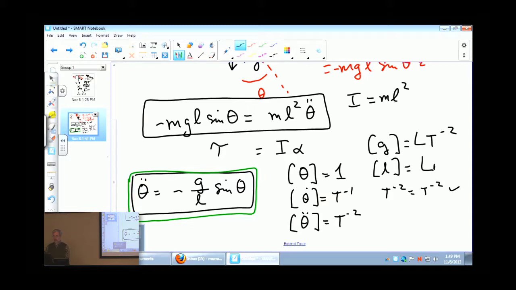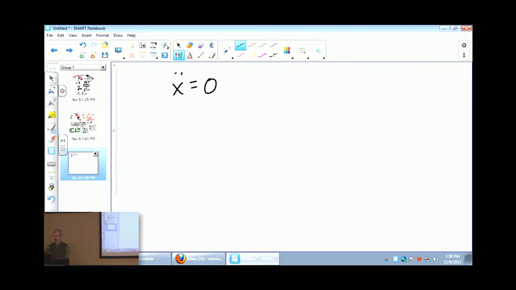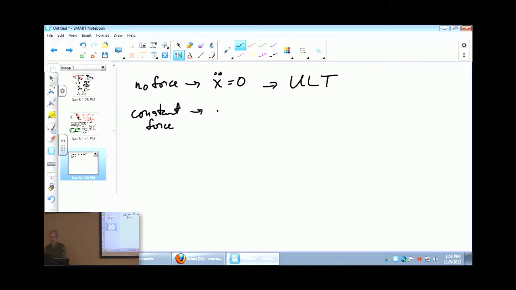Let's review the differential equations you have seen. X double dot is 0. That corresponds to a mass with no force. Uniform linear translation, right? Newton's second law for that case, no forces. Maybe I should write it the other way around. It's the physical situation that gives rise to, so no force. We can write Newton's equation as x double dot is 0. That's uniform linear translation, right? Constant force. X double dot is a constant. Uniform linear acceleration. Polynomial, quadratic in t.